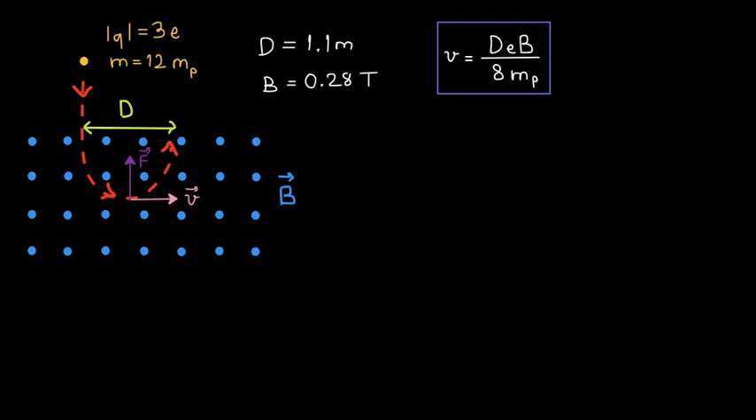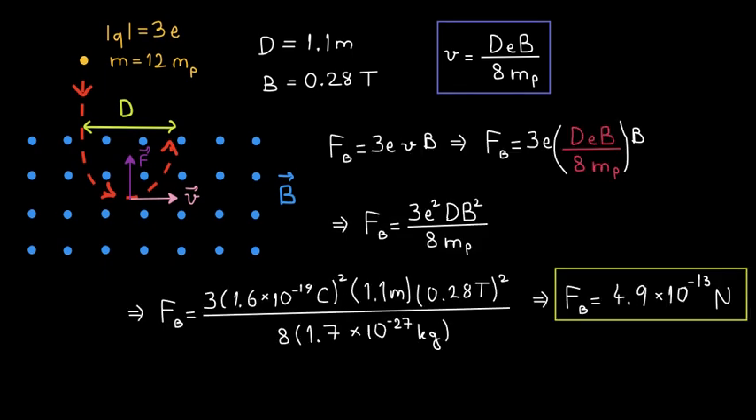The next question is, is it safe to ignore the gravitational force when we apply Newton's second law? To figure that out, let's actually calculate the numerical value of the magnetic force given that the diameter of the circular path is 1.1 meter and the magnetic field strength is 0.28 Tesla. And then we'll calculate the magnitude of the gravitational force and compare the two. After the numerical substitution, we get 4.9 times 10 to the negative 13th newtons for the magnetic force magnitude.